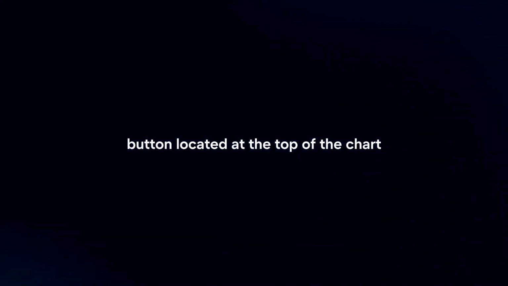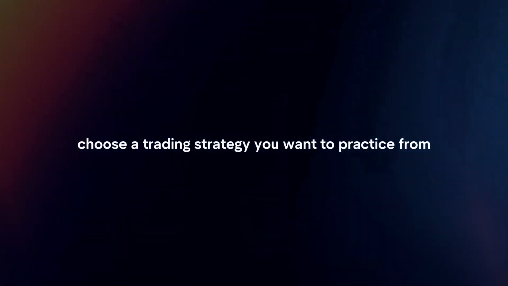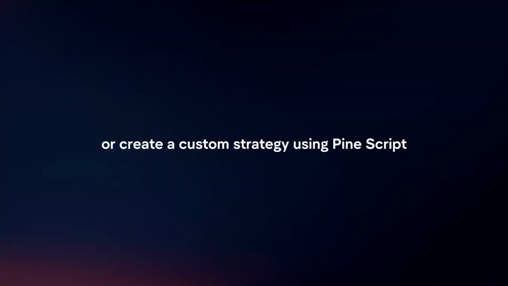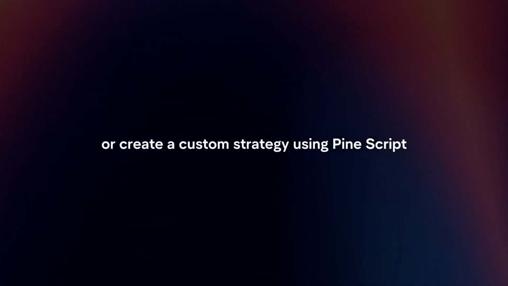Access the strategy tester. Click on the Indicators and Strategies button located at the top of the chart. Select Strategy Tester from the drop-down menu. Select strategy. In the Strategy Tester window, choose the trading strategy you want to backtest from the list of available strategies or create a custom strategy using Pine Script.